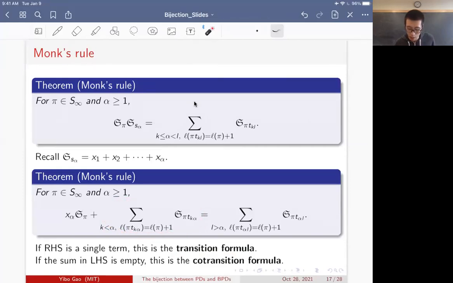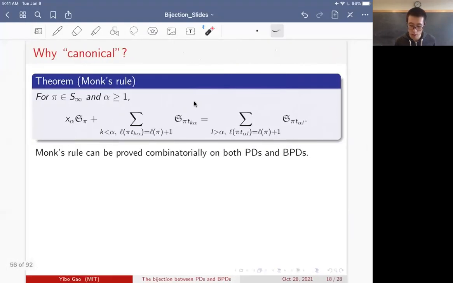Just a remark for the experts, the transition formula is going to be very friendly with respect to bumpless pipe dreams, and the co-transition formula is going to be very friendly with respect to pipe dreams. Friendly in terms of how difficult it is to prove Monk's formula combinatorially. So what do I mean by proving Monk's formula combinatorially? Let's say we focus on pipe dreams, and we want to prove this formula using the combinatorial model of pipe dreams.